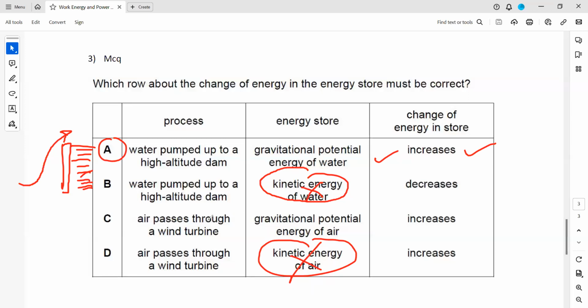But if you check air passing through a wind turbine, when air is passing through a wind turbine, it does not change the height. So as it does not change the height, it does not change the gravitational potential energy. So there will be no change in gravitational potential energy. Some of the energies can be stored and some of them are transferred. Gravitational potential energy, internal energy, these are the stored energy. Chemical energy is a stored energy. Is it clear? Question 3.